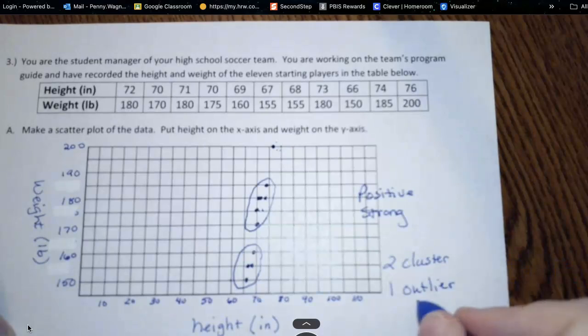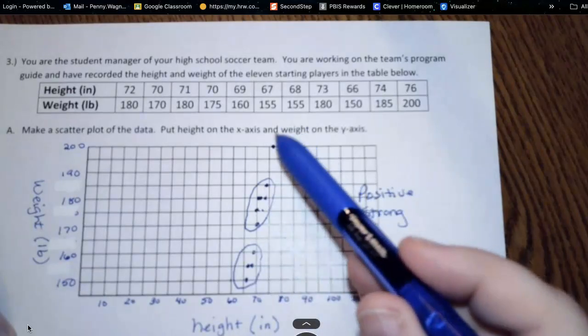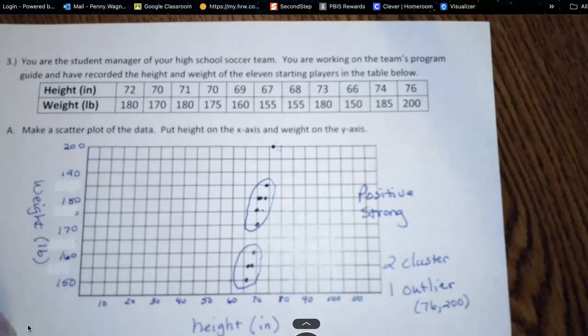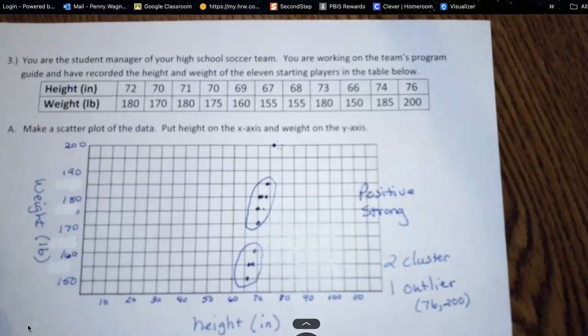That outlier is at 76,200. We can identify the location of it to know that it's separate from the others. And it's at a distance away from the last points. So that's why it's considered to be an outlier. Okay? And then tomorrow we'll talk about line of best fit.